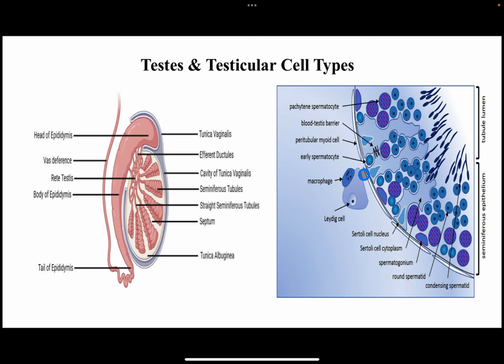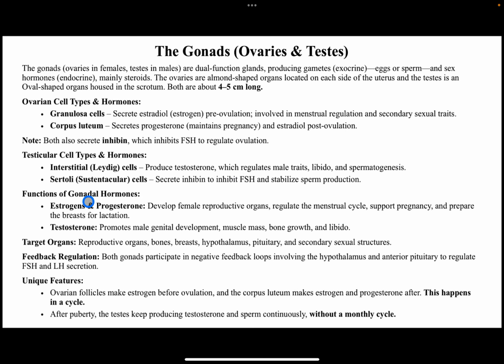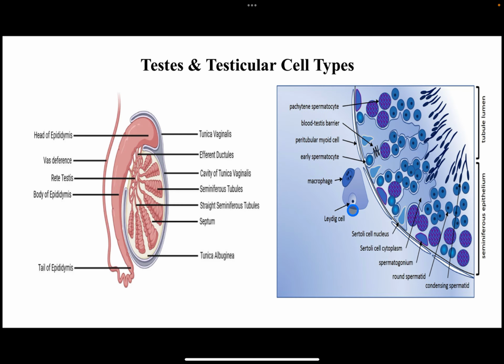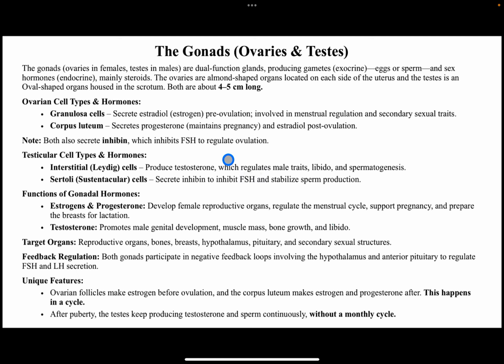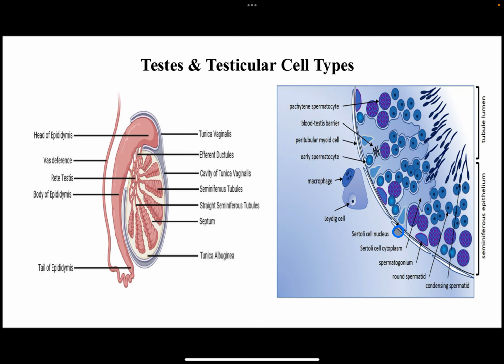Now, apart from that, this diagram is showing the cells. You see over here, we have the Leydig cells, also called the interstitial cells, and we have the Sertoli cells. These Leydig cells produce testosterone, which regulates the male sexual traits, libido, and spermatogenesis. Then the Sertoli cells secrete inhibin. You get it? Good. So these are the cells in the testis.